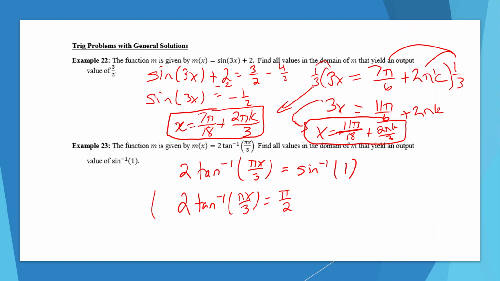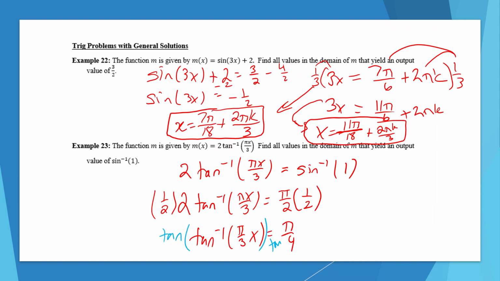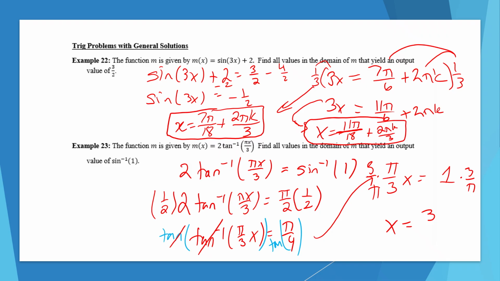Now that I have that, I want to get rid of that 2, so I'm not multiplying both sides by 2, but instead multiplying both sides by 1/2. Here, then I should get inverse tan of pi over 3 x equals pi over 4. And then remember from here, I'm going to take tangent of both sides. This then should cancel out on the left side, and I have pi over 3 times x equals tangent of pi over 4, which is just 1. I'm now going to multiply both sides by 3 over pi to get x equals 1 times 3 is 3 over pi, and that is my answer for example number 23.